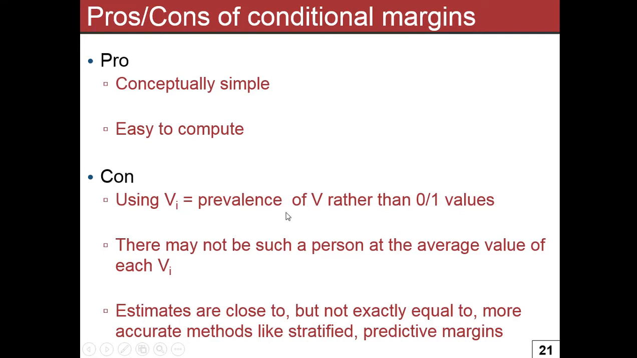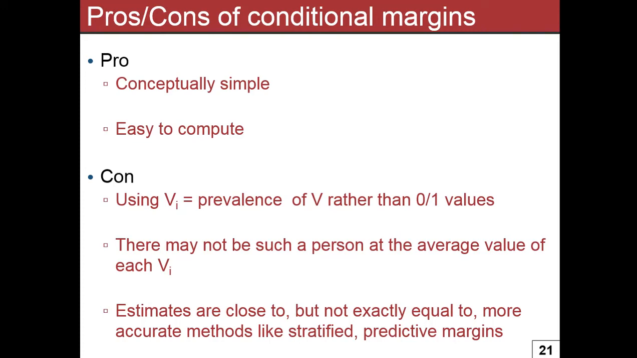But the con is that this business of plugging in the prevalence of binary variables rather than zeros and ones is conceptually bizarre, and there really may not be such a person. Even if it was okay to plug in 0.22 for smoking, which I still think is weird, you're imagining the analysis is computing the risk at an average person, at every single average value of all the V's, okay? What if your data really has no such person that's an average person? Some people are high on these things, low on that, or everyone's kind of all over the place. But there really, truly are no average people, right?